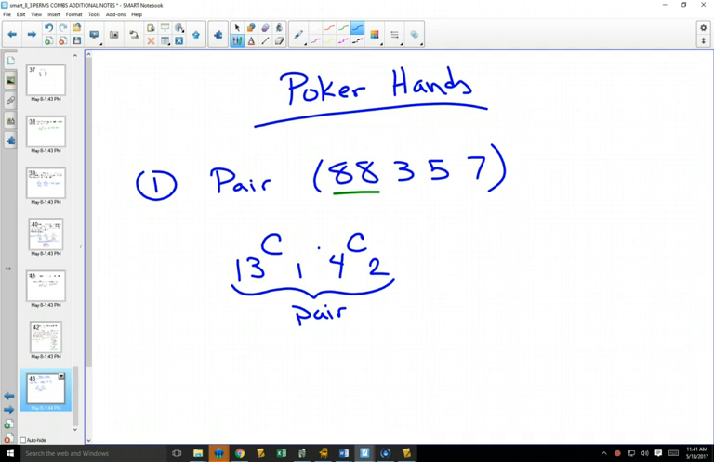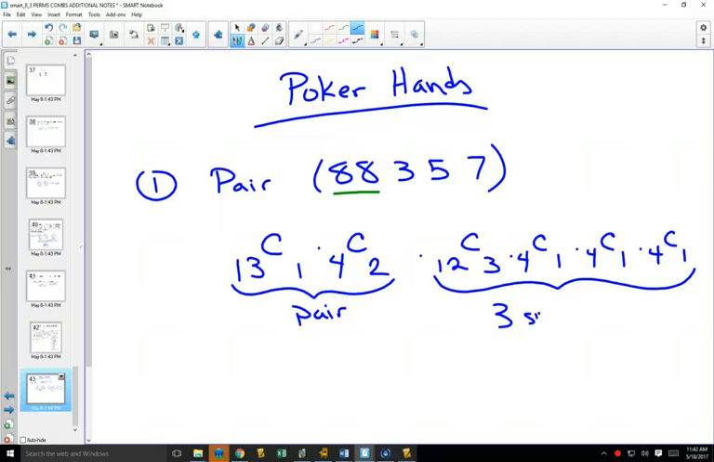Then after choosing the pair, you need to have 3 different cards left over. And you're going to do that by saying there's 12 numbers left. I need to choose which 3 are going to be my single numbers. So I choose the 3, the 5, and the 7. Then after choosing which numbers, you say, well, there's 4 3s. Which 3 am I going to choose? 4, choose 1. There's 4 5s. Which 5 am I going to choose? 4, choose 1. Which 7? 4, choose 1. And this altogether will be 3 single cards.